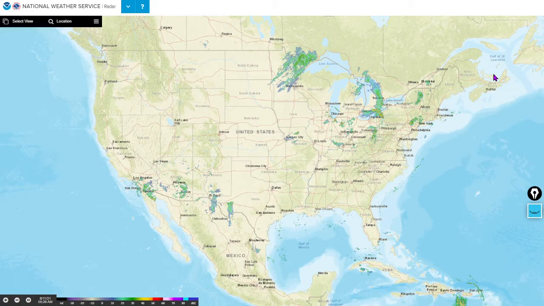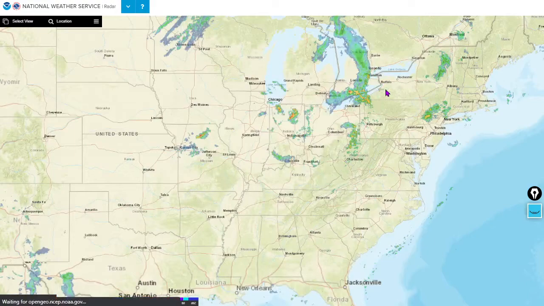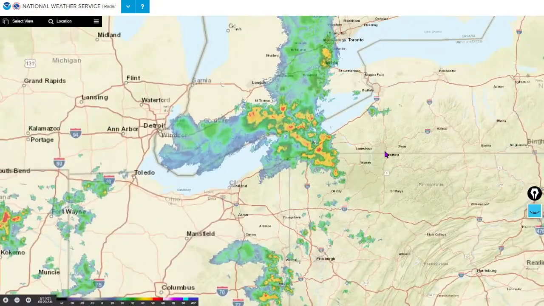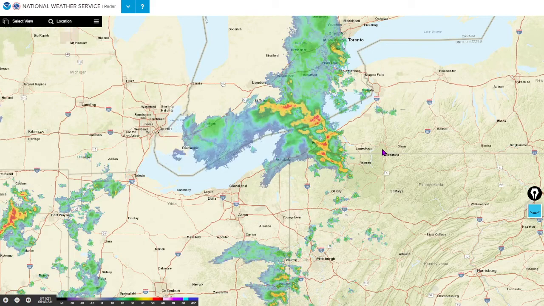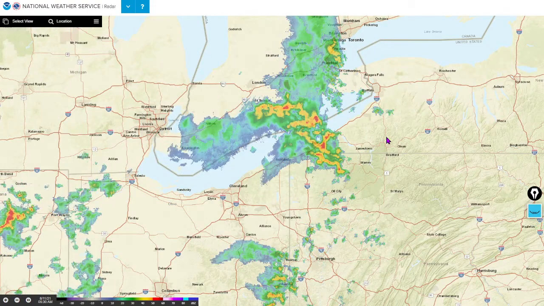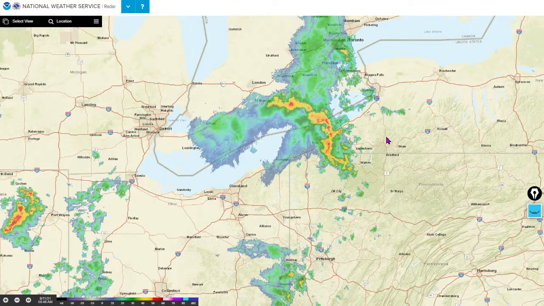Next, looking at radar.weather.gov. To look at the Doppler radar map, we're going to zoom in a little bit here on Lake Erie. Very strong storms here. And these are going to go right over Lake Ontario, by the way.